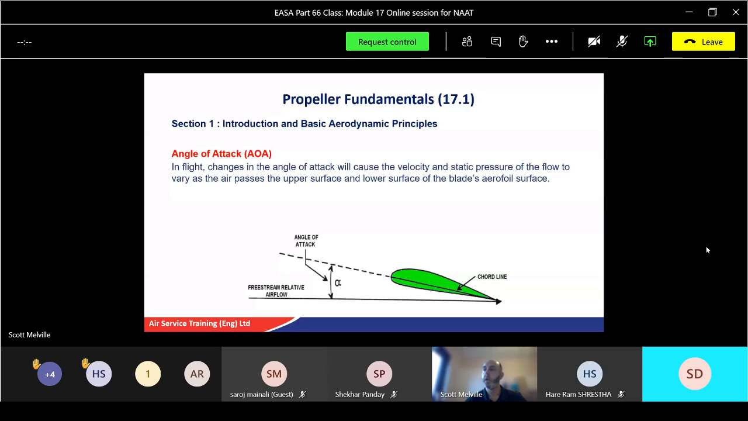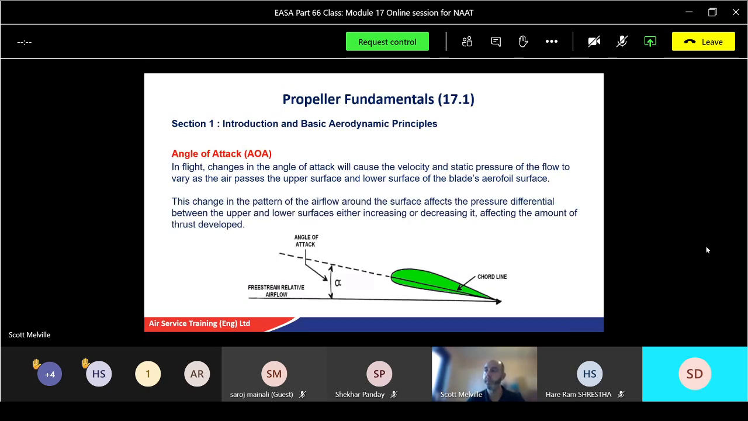Okay. Changing the angle of attack will cause the velocity and the static pressure of the flow to vary as it passes over the airfoil. With an increased angle of attack, the upper surface will have a lower pressure, and obviously on the lower side, the pressure will increase. Okay, the greater the angle of attack, the greater the lift, or in our case for a propeller, the greater the thrust. Okay. So it says there, the changing pattern of the airflow around the surface affects the pressure differential between the upper and lower surfaces, which will increase or decrease accordingly, all depending on the angle of attack.